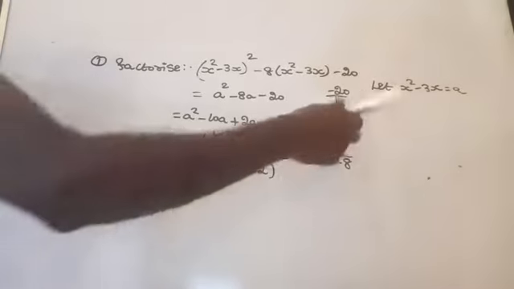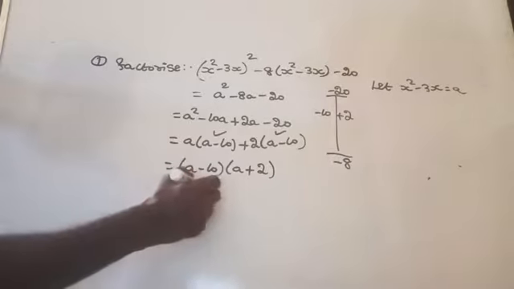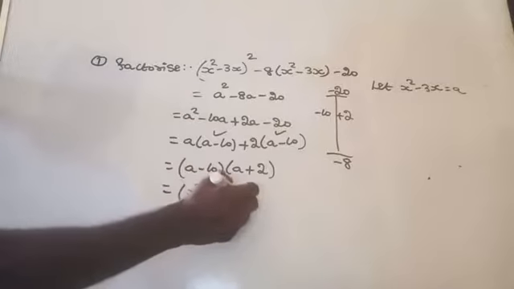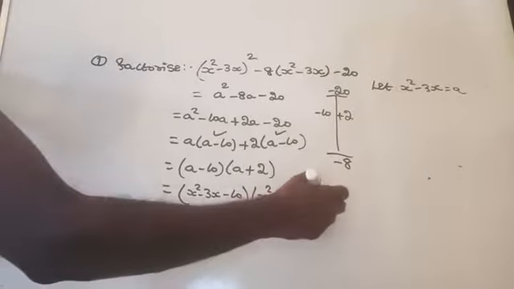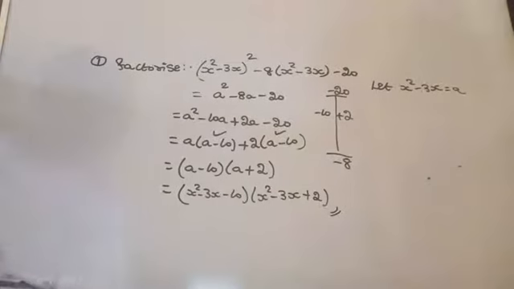So what is the value of a? We took it as x square minus 3x, therefore x square minus 3x minus 10 into x square minus 3x plus 2. These are the two factors for the given polynomial. Are you getting it? Yes. So we move to the next part.